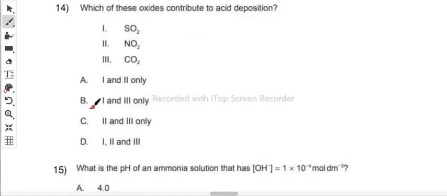Continuing with question number 14, which of these oxides contribute to acid deposition? Another time, my answer is that SO2 is a correct answer. NO2 is another correct answer. You are not allowed to choose carbon dioxide, since as we know previously, this is present in nature, so we're not going to take it as an acid deposition. So your answer is 1 and 2.